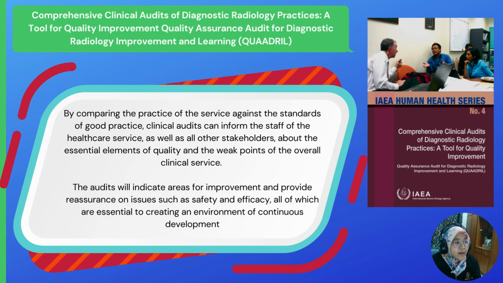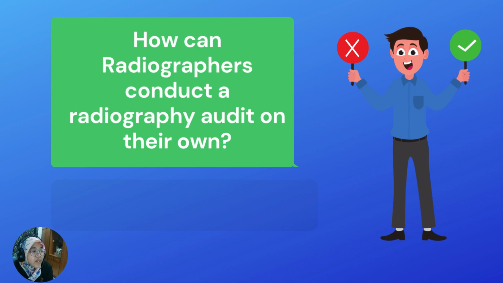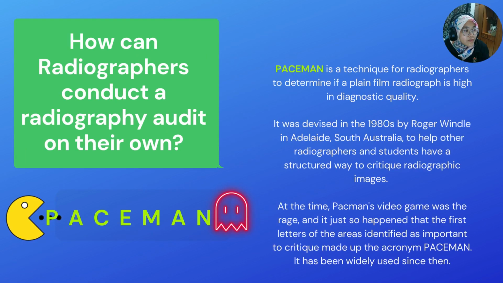So I just want to highlight there is a book guideline for us to perform audit in diagnostic radiology. So the question is, how can radiographers conduct a radiography audit on their own? I think radiographers should be familiar with this PASMAN. PASMAN is a technique for radiographers to determine if a plain film radiograph is high in diagnostic quality. It was devised in the 1980s by Roger Windle in Adelaide, South Australia, to help other radiographers and students have a structured way to critique radiographic images.